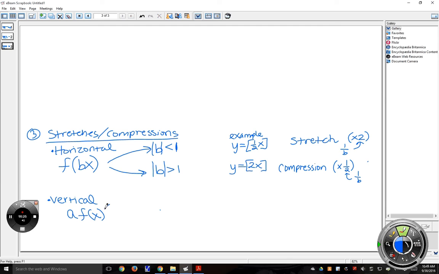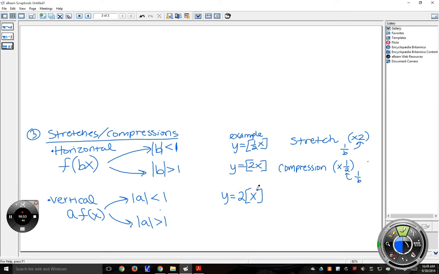With vertical stuff, again, we can have the same thing. And again, I'm going to talk about absolute value. If this is negative, go back to reflections and do the negative as a reflection, and then use the number part here. A can be smaller than 1, or A can be larger than 1. But again, remember, A is outside of the function. So the example here would be a 2 outside of the greatest integer function.